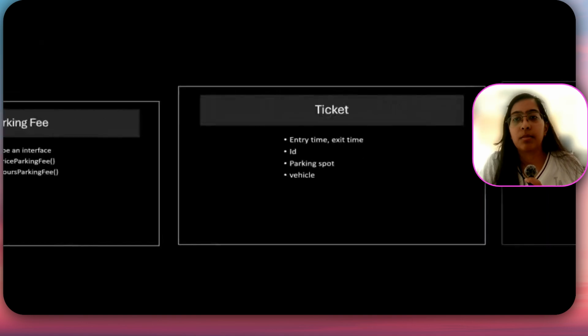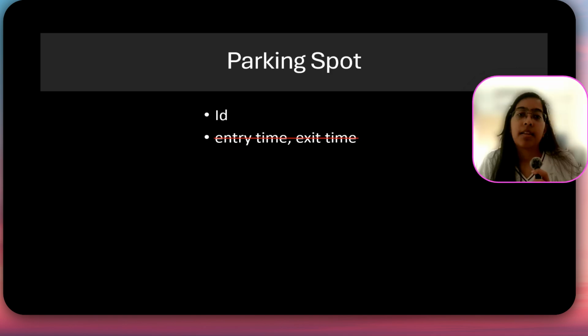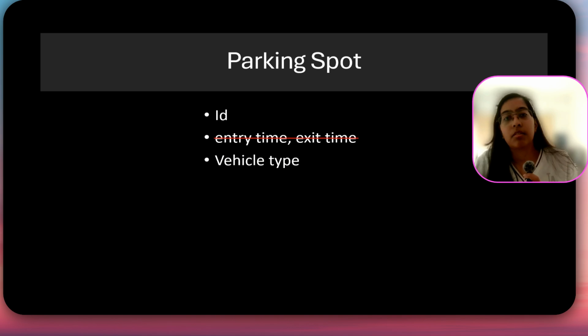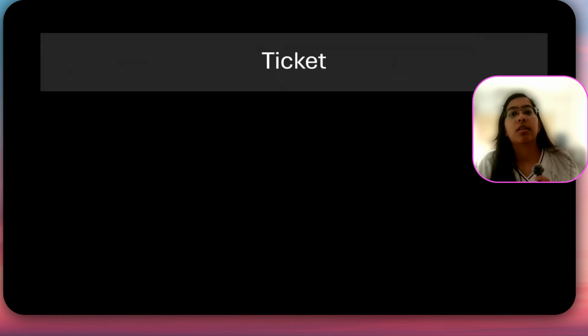Okay, let's move on to the next one, that is parking spot. So, a parking lot is a collection of multiple parking spots. So, each parking spot will have an ID, of course, an entry time and exit time. Nope, this will be only known by the ticket. Okay, vehicle type, yes, because every parking spot can accommodate only a certain vehicle type, and whether or not it is occupied.